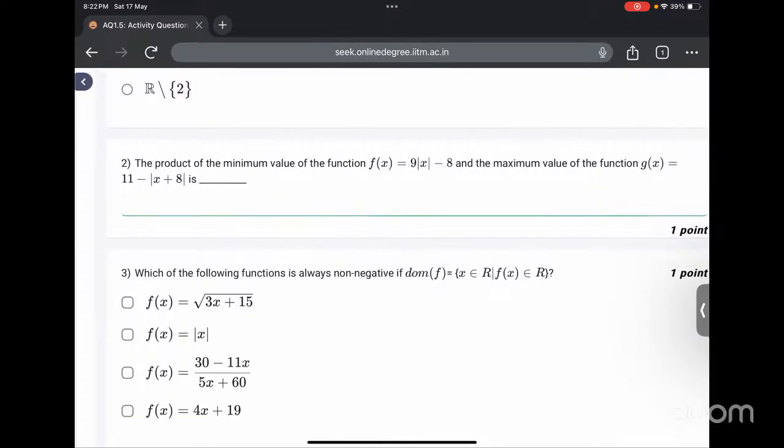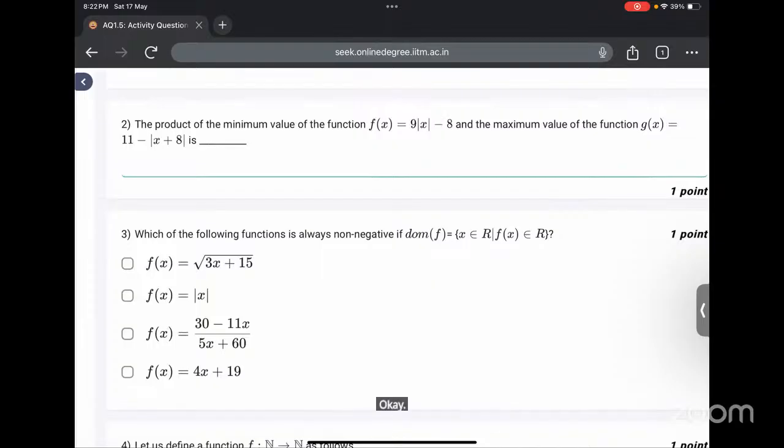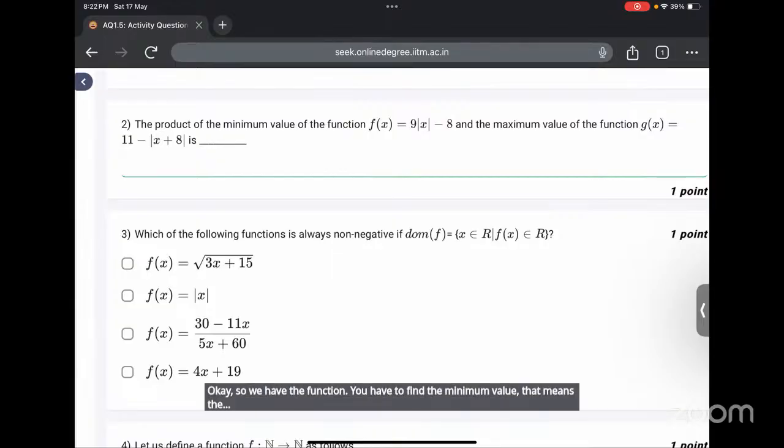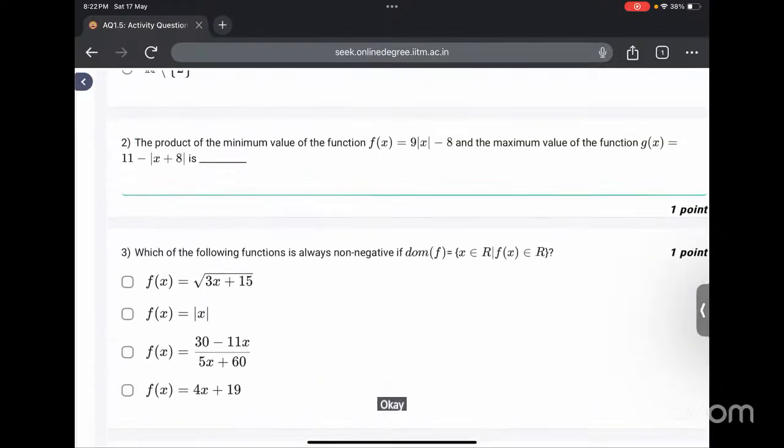Let us try to solve the second question. I'm just giving you 2 to 3 minutes to solve the second question. Then we will discuss. What does this mean, madam? The product of the minimum value of the function? Okay, so we have the function. You have to find the minimum value. That means the minimum image value of the function f and the maximum image value of the function g, and their product. Okay. All right.